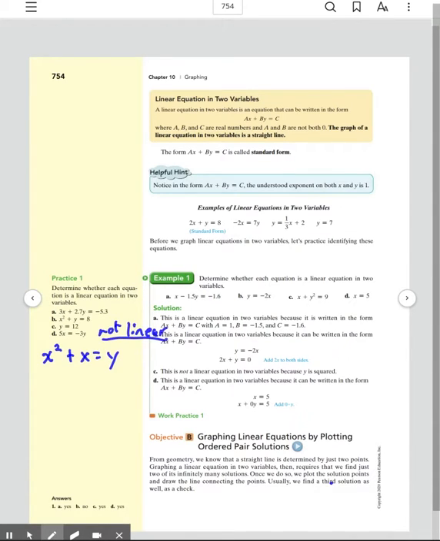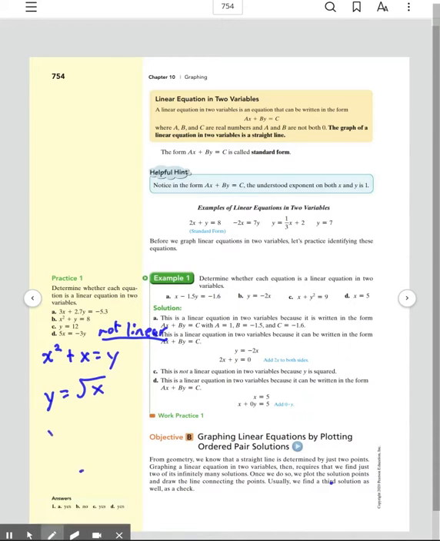Another one that you're going to see later on in college algebra is an equation like y equals square root of x. That one, even though it has one x and one y, it's actually a square root. This thing right here is called a square root. So it doesn't have one x variable by itself. It would not be a linear line.